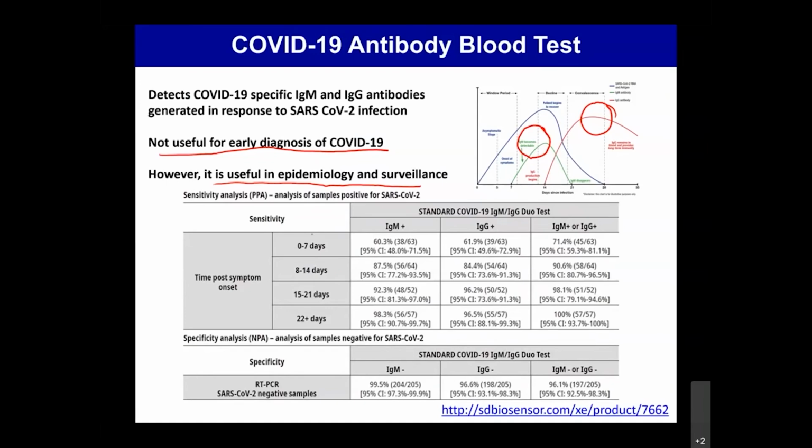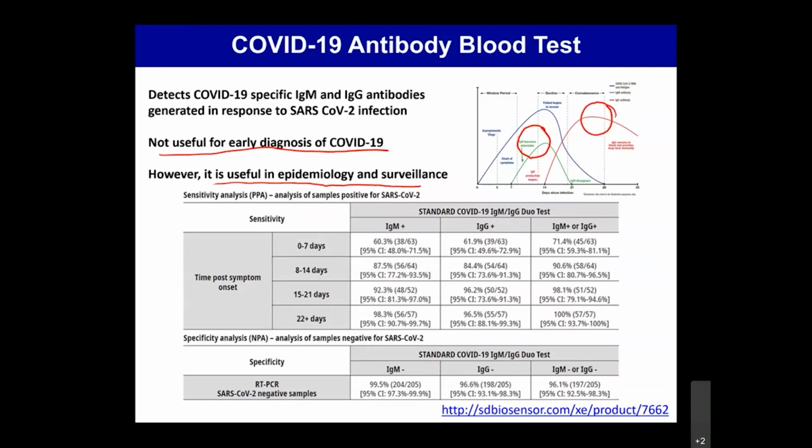The typical sensitivities are of the order of 60% for these antibody tests. Of course, if you wait for a long time, three, four weeks, perhaps you have already cured the patient, then of course you will detect the antibody. Then you start approaching 90 to 100% sensitivity. So it is not a good test for early detection.